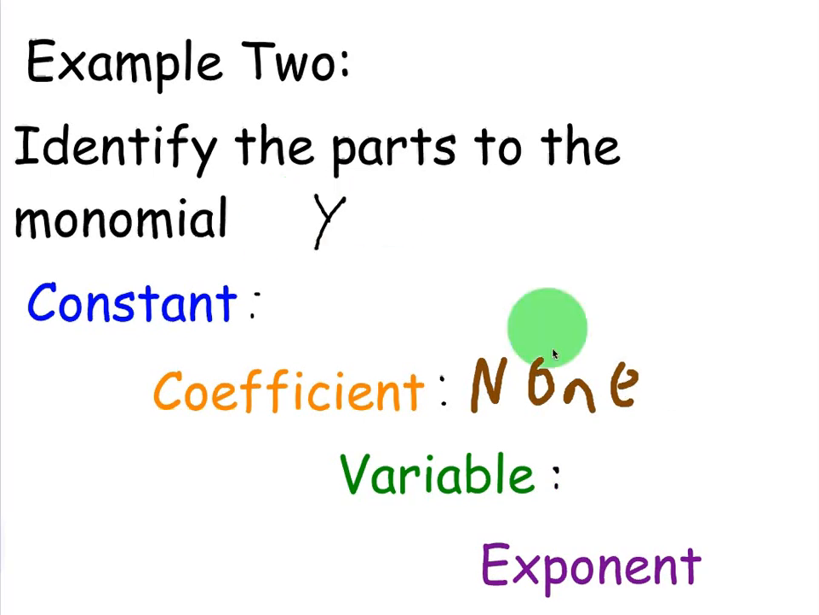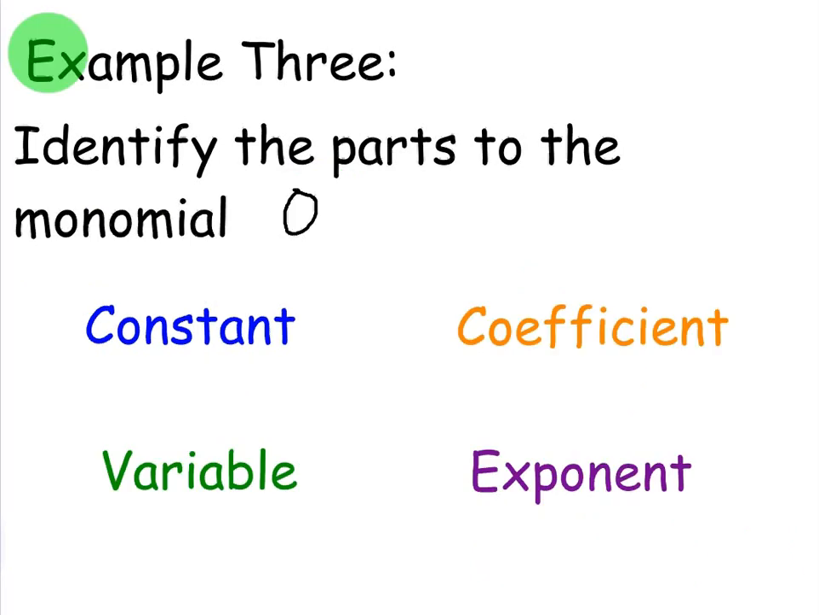Variable is going to be y. So I will just go ahead and write y there for the variable. And again, there is no exponent. So for exponent, I'm just going to put n for none, or no exponent, because I'm going to run out of room. So check this out. This basically is just a variable. It has no other components, but that's okay. It's still a monomial. It passes all of the tests for a monomial.